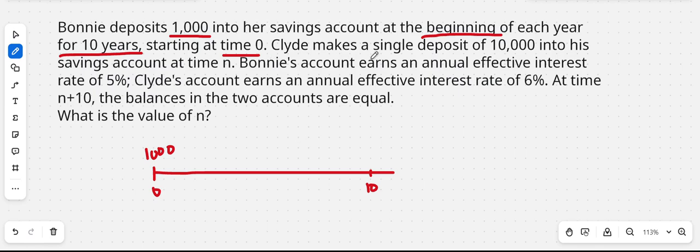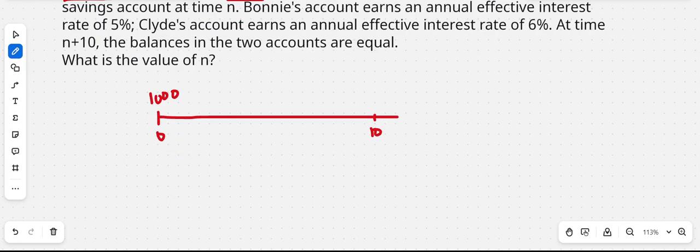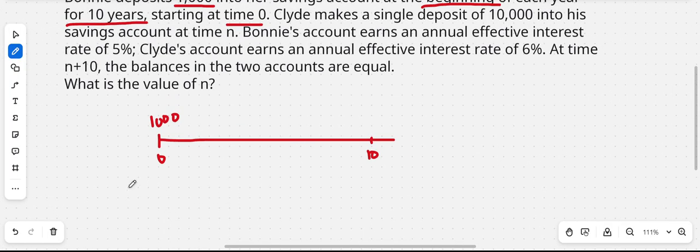Now, Clyde makes a single deposit of 10,000 into his savings account at time N. Now, we don't know if N is between 0 and 10 or after the 10 years. We're not sure. One thing that we know is that Bunny deposited for 10 years, while Clyde deposited at time N. So Clyde makes a single deposit of 10,000 into his savings account at time N.